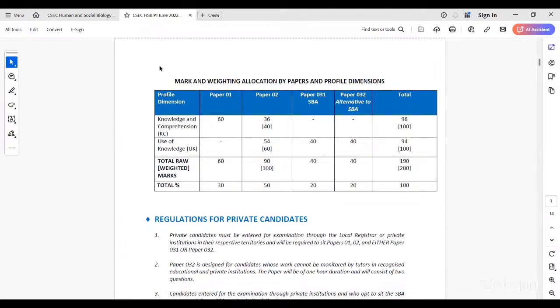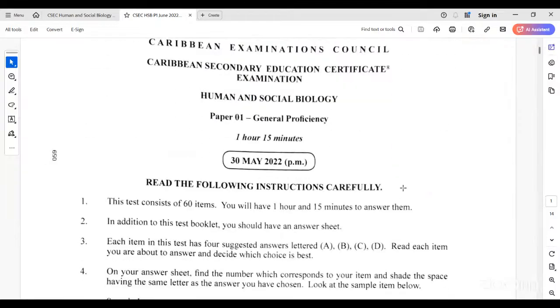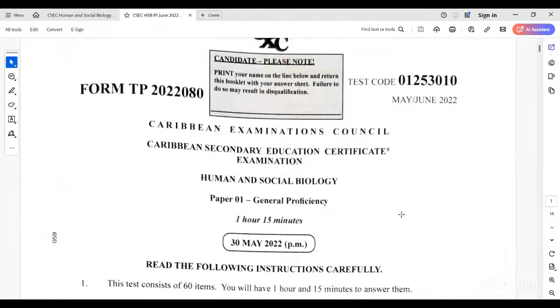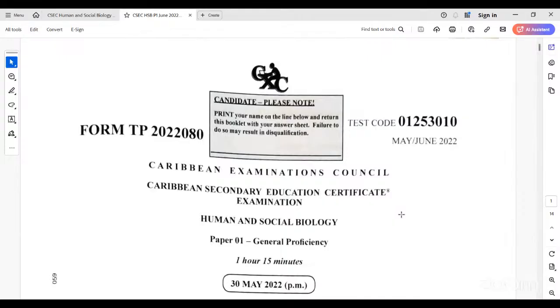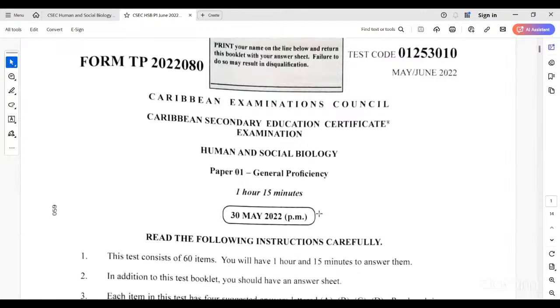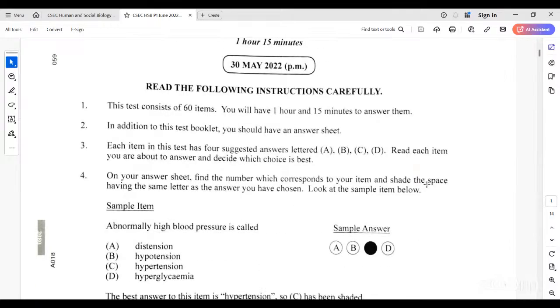So let's look at this paper. This is the May-June 2022 paper. This is how the second pages look. The first pages have some other things for you to fill in, maybe a center number and your candidate number, and this is the page after it, with the instructions. It gives you a time limit of 75 minutes, or an hour and 15 minutes. You have to do all the questions.